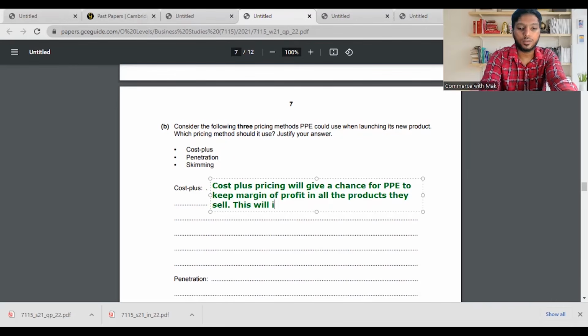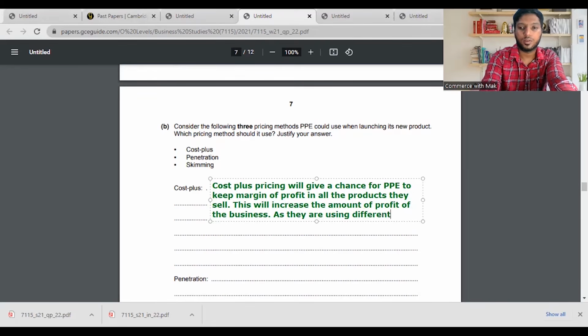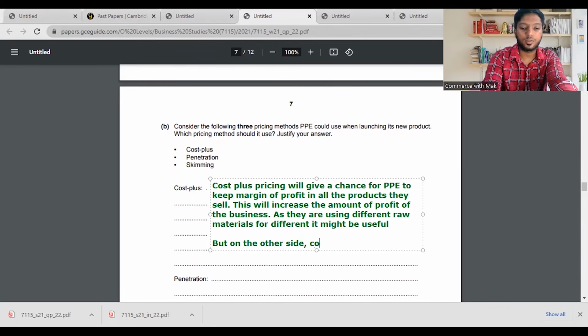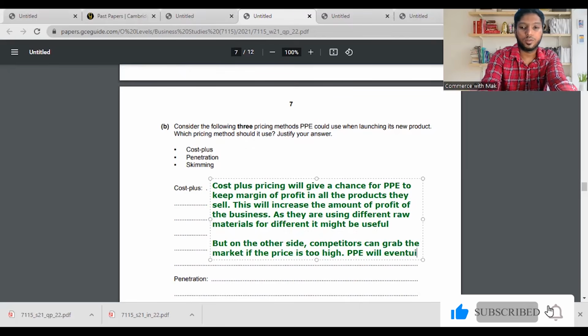This will increase the amount of profit of the business, as they are charging using different raw materials for different products. It might be useful, right? But then you can also say, on the other side, competitors can grab the market if the price is too high. PPE will eventually lose their customers.